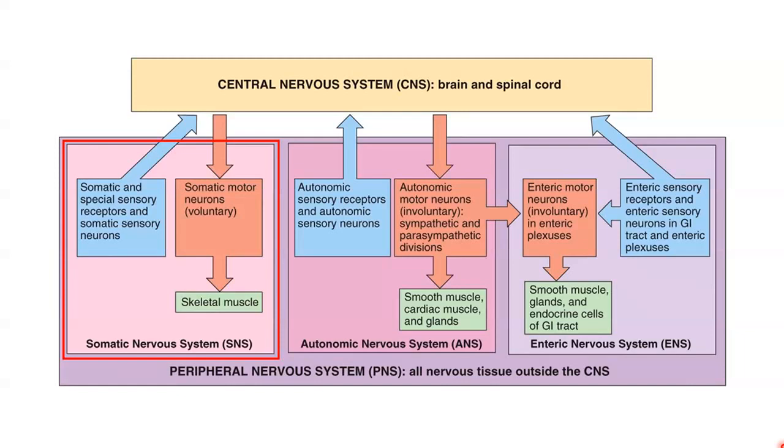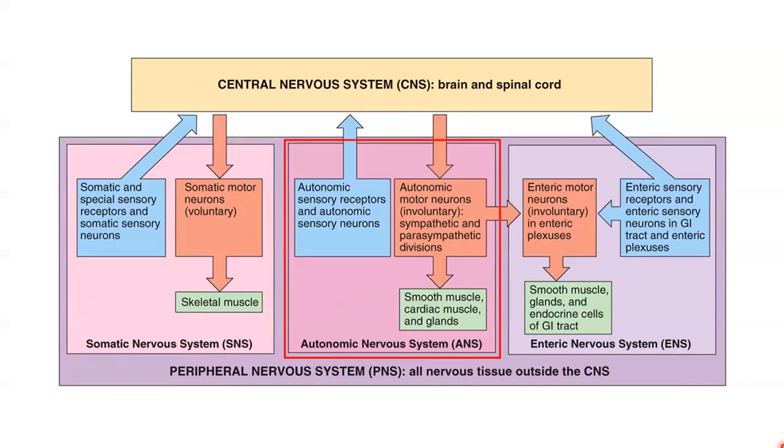The motor neurons in this division innervate our skeletal muscle. So these are the muscles that we can voluntarily control. Now, although we can voluntarily control these muscles, they can also produce movement via reflex.